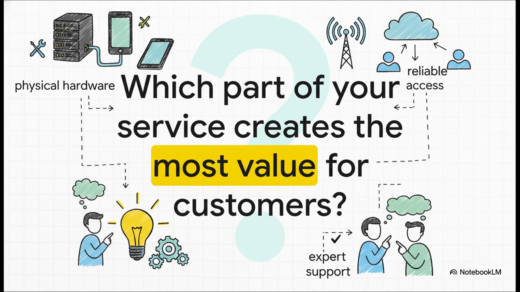So, I want to leave you with a question to take back to your own job. Think about a service you either provide or one that you use. Now that you know how to break it down into goods, access, and actions, which part do you think your customers really value the most? Is it the tangible stuff, the reliable access, or is it the human support? The answer might just surprise you, and it'll help you focus on what truly matters.